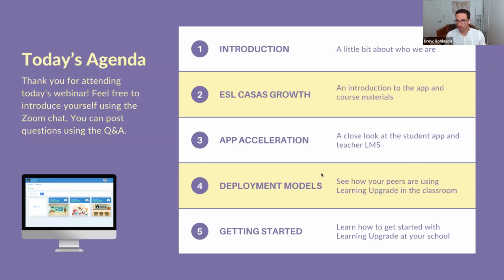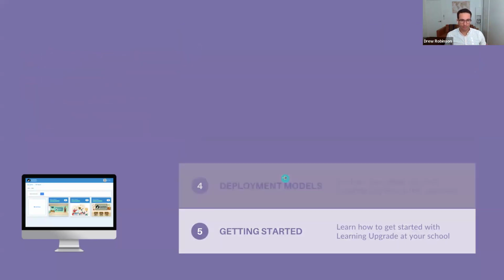If you do have questions that pop up, use the Q&A for that, and Vinod and I will be able to answer those in real time. Chat will be more for the conversation side of things, and then to ensure that we don't lose any questions that come through, sometimes that happens when the chat is moving fast, use the Q&A, and that'll actually keep a log of all the questions, and then we can make sure we get to those for you. And then we'll end with getting started. So what does it look like to bring Learning Upgrade to your program, and how do we ensure that you have a successful deployment and success on the student side?